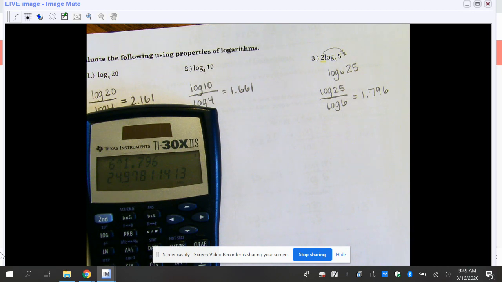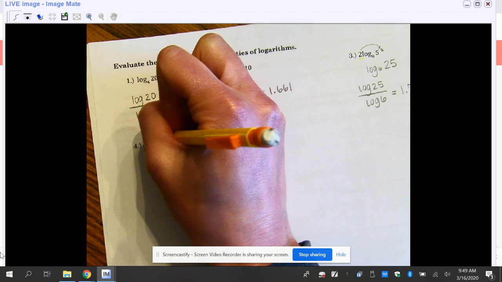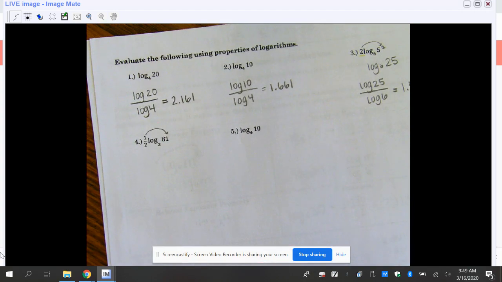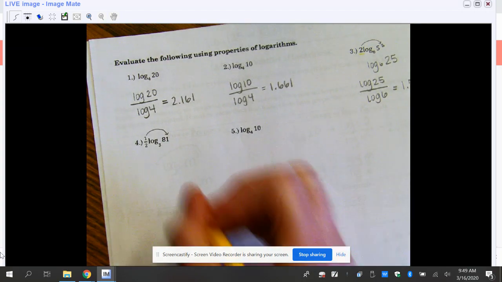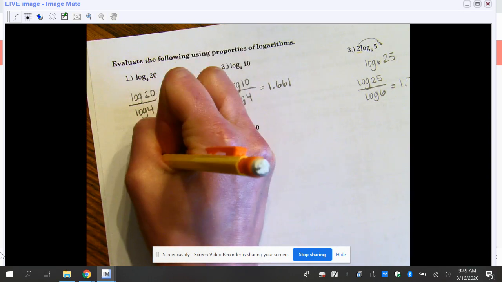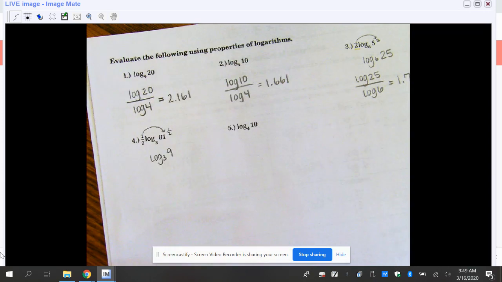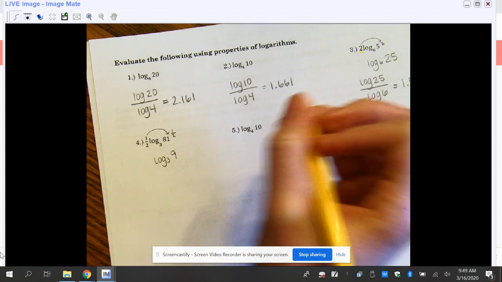In this one, I'm going to start by moving my power up here. So 81 to the 1/2 power is the same as the square root of 81. Okay. So that's going to be 9. Now here, if you can visualize this as an exponent, I don't have to use the change of base because this is really 3 to what power is 9. So this one's actually nice because that's just going to be 2.